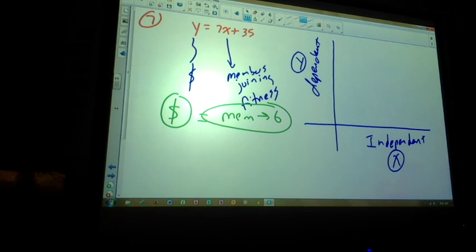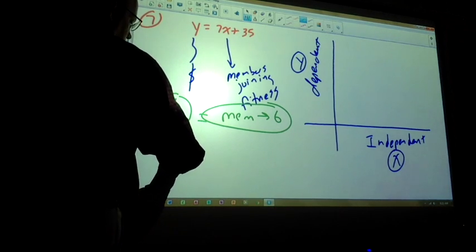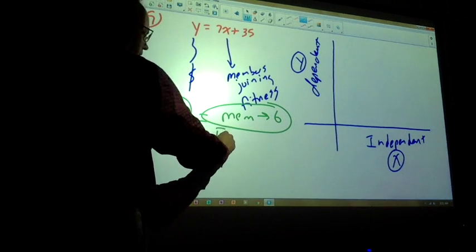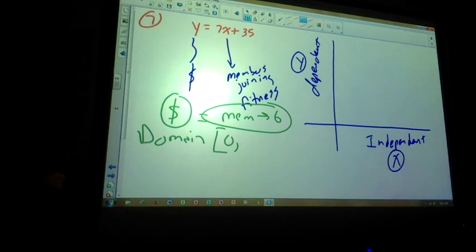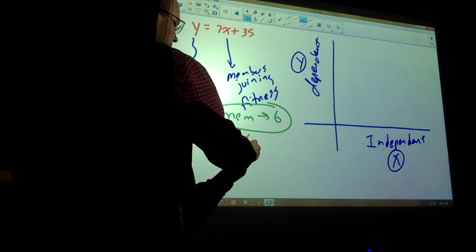What can my domain represent? Should I have negative people joining the club? Am I going to count somebody who's missing a limb as a partial person? No. Okay. So if I have enough money for up to 6, what does my domain have to be? Could it be 0? Yeah, sure. So I could have from 0 all the way up to how many people? 6. And could I have exactly 6 people?